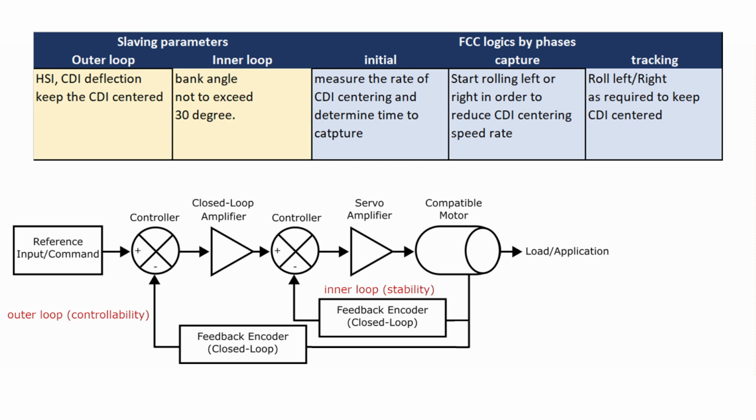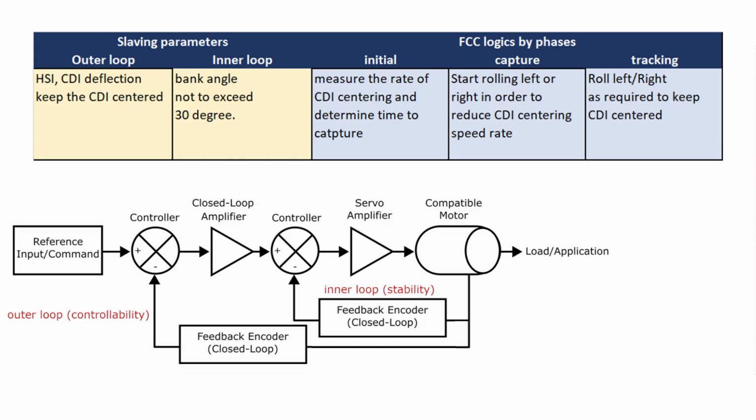We can see that the slaving parameter is the CDI, the course deflection indicator, or the needle of the HSI, in few words. The outer loop has the job of keeping the CDI centered. The inner loop, or the stability loop, has the job of limiting the bank angle to 30 degrees.